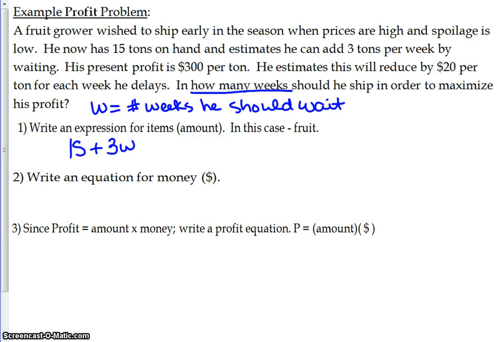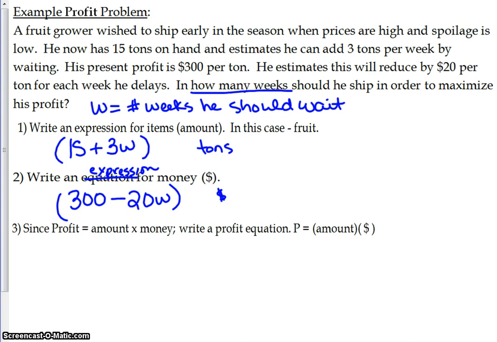Write an expression, and that's its own expression, by the way. This should say expression, not equation. I just caught that. Write an expression for money. Well, right now his price per ton is $300 per ton, and that price is going to go down $20 per ton for every week he waits. So this is the tons, and this is the price per ton.